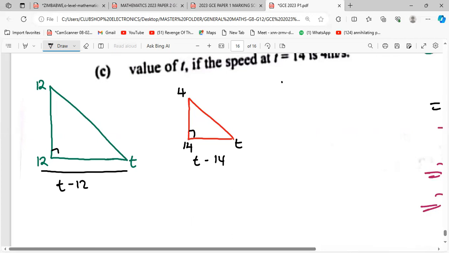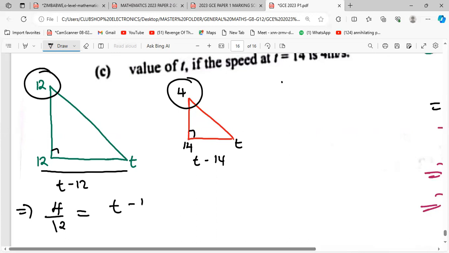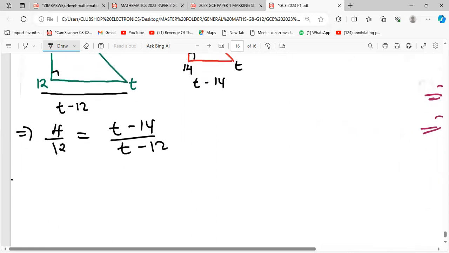Now we use the concept of similarity. Triangles that are similar have got the same ratio. Meaning that if I divide this by that, 4 divided by 12, this will be equal to T minus 14 divided by T minus 12. Then we'll find the T. So this will be 1 divided by 3 for T minus 14 divided by T minus 12.